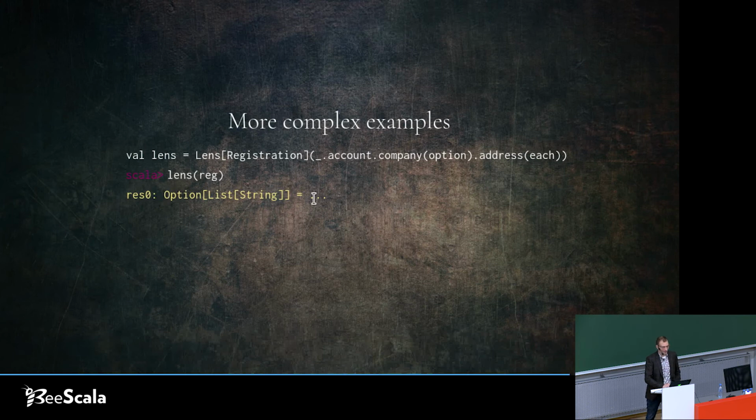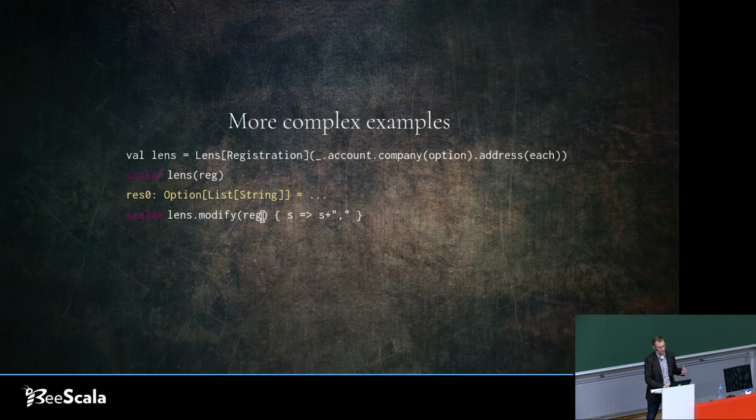So anyway, the return type we get from this is option of list of string, and it comes from collapsing the functor types in option and each around the final type of the value you're accessing. We can actually, as well as just getting and setting, lenses can also modify. So they can take the existing value in a particular position and change it in some way. And there's a modify method for doing that.